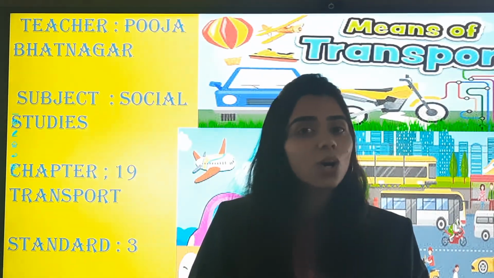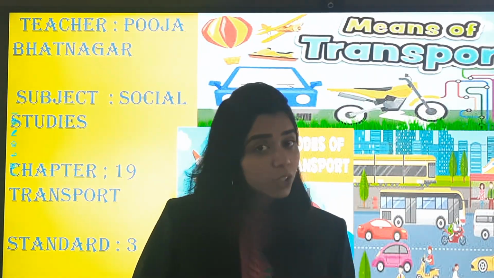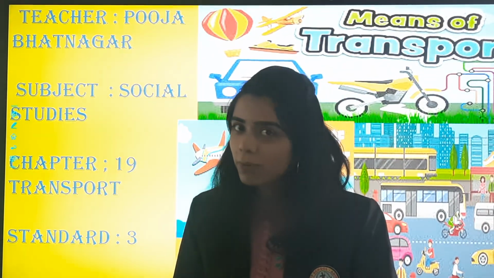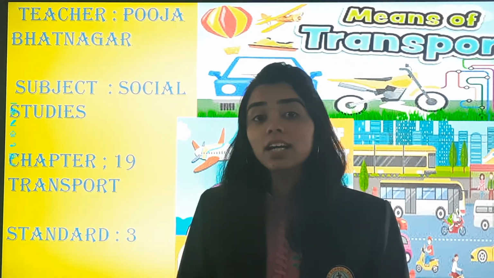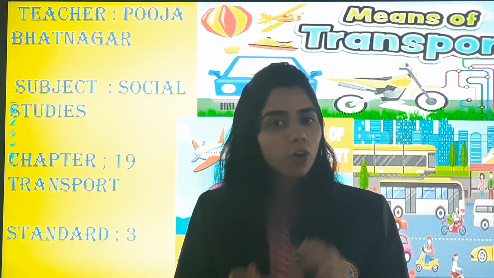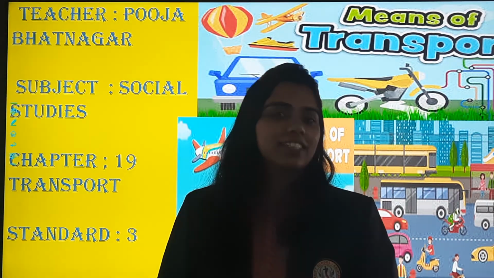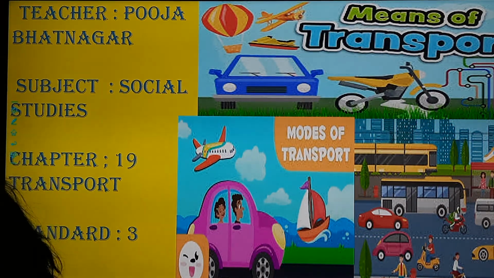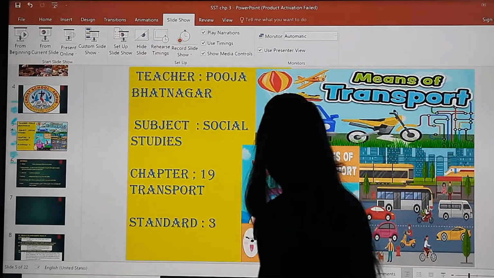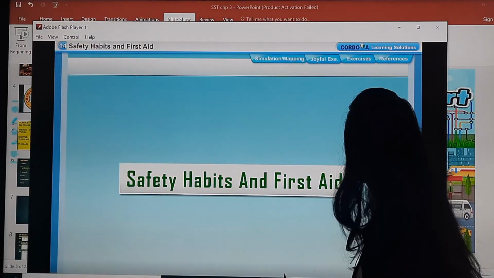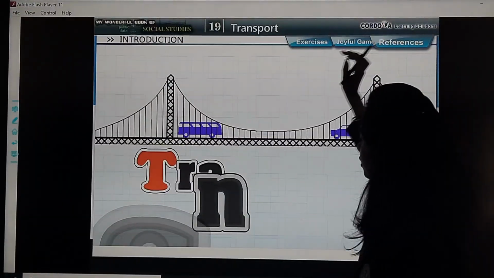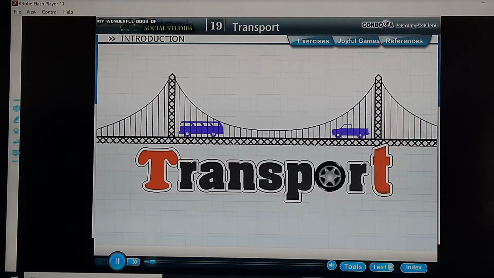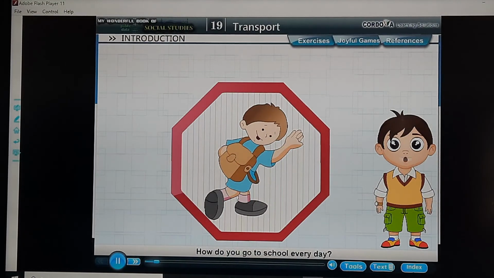These are the means of transport which is used by people either to travel, that is एक place से दूसरी place पे जाने के लिए भी यूज होता है, and अगर हमें goods को carry करना हो from one place to another. Okay, children? So, now let us start with the chapter. That is chapter number 19. Chapter 19. Transport.